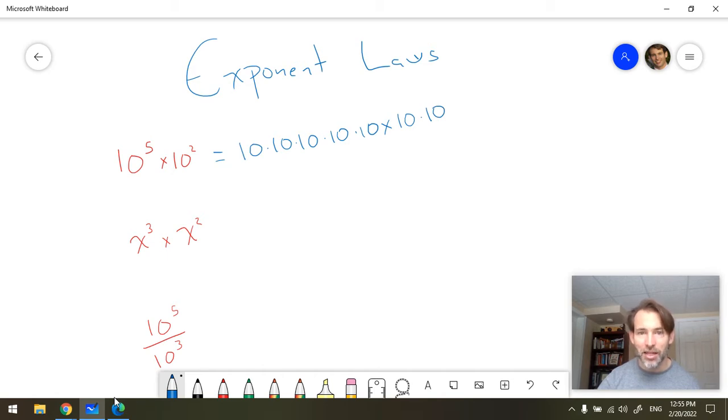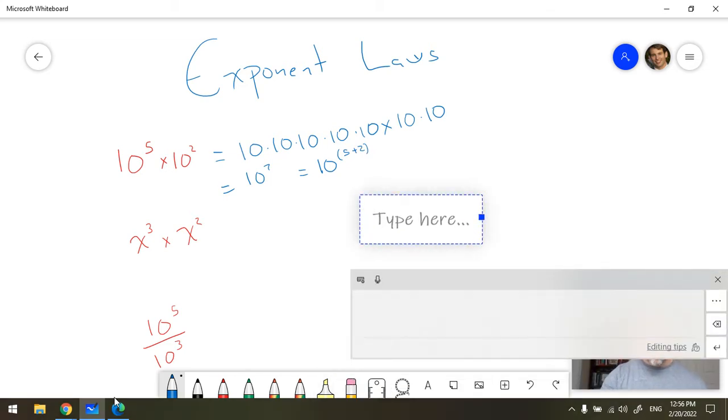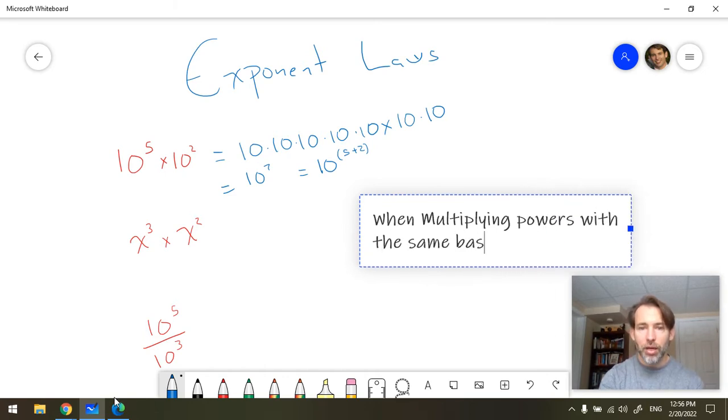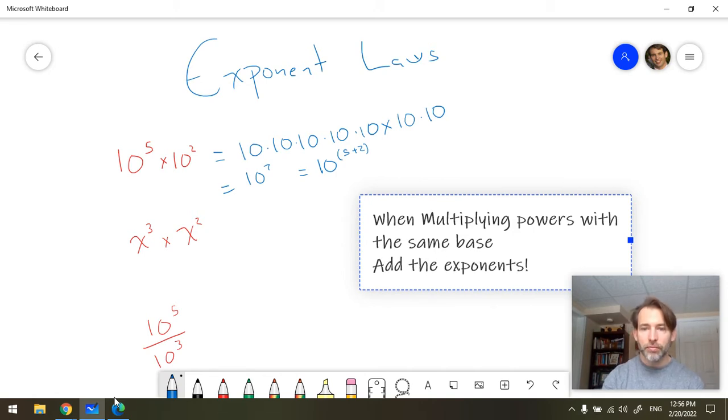That's 10 times itself how many times? Well, we count them. 1, 2, 3, 4, 5, 6, 7 times. That's 10 to the 7. I could have also said that's 10 to the 5 plus 2. Okay, so let's make a rule. When multiplying powers with the same base, add the exponents.